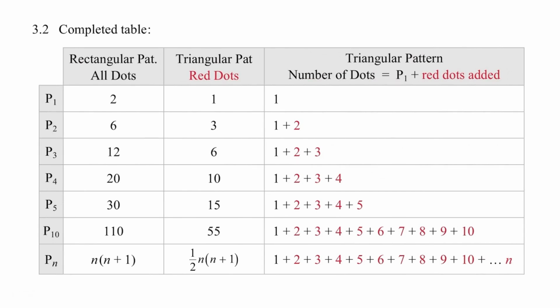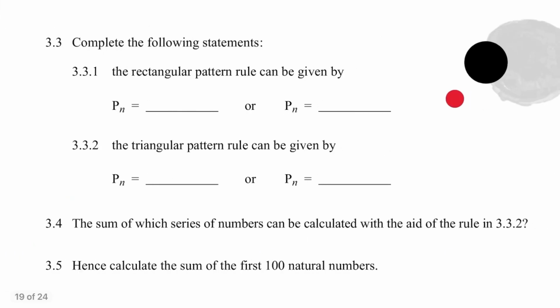Okay, so we know pattern 5 is 5 times 6, which gives us 30. We simply halve that, and we add the first 5 natural numbers. Pattern 10 is 10 times 11. We halve that, and we add the first 10 natural numbers. The formula for the rectangular numbers is n times n plus 1. We halve that, giving us a half of n times n plus 1, and we add the first n natural numbers. Pause the video and fill in these values, and then we will look at them together.